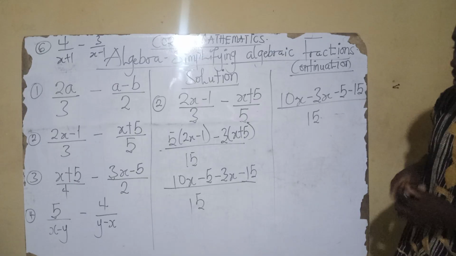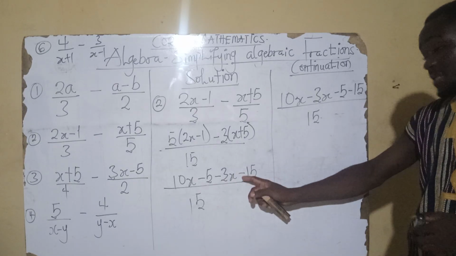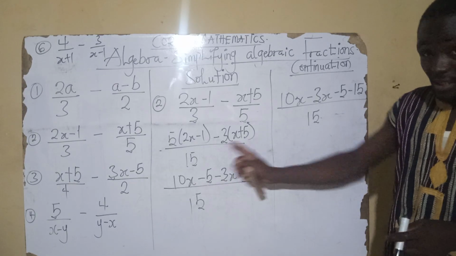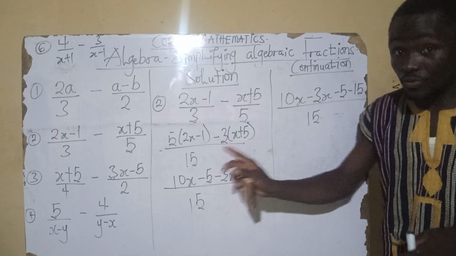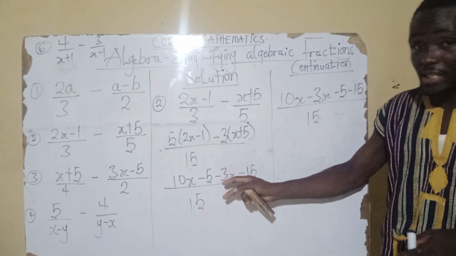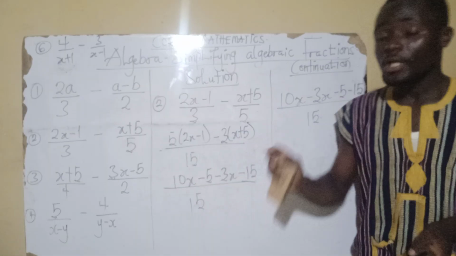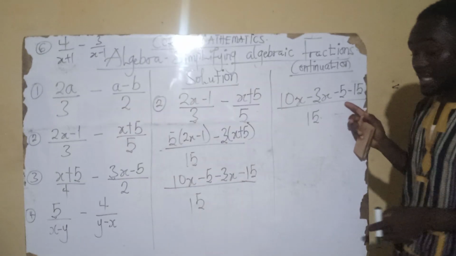Are you getting me? Yes. The negative 5, when it comes, it stays negative because it is not moving across an equal sign. Are you getting me? There is no equal sign here. So please don't say that the sign will change. No, it will remain as it is, as we are having here.